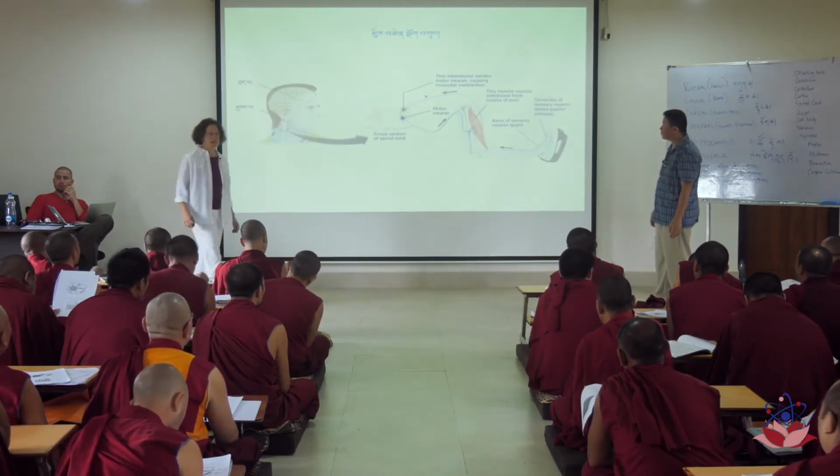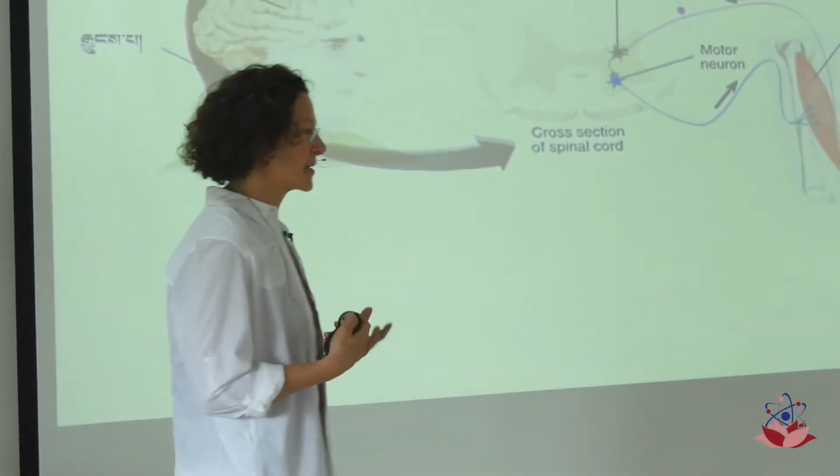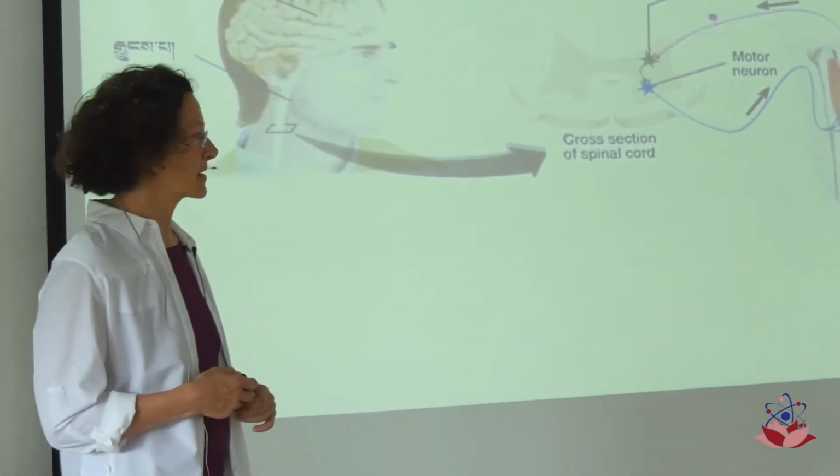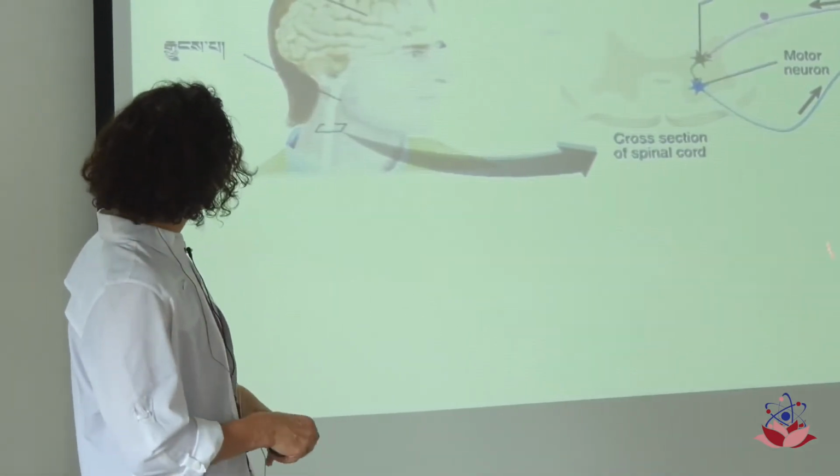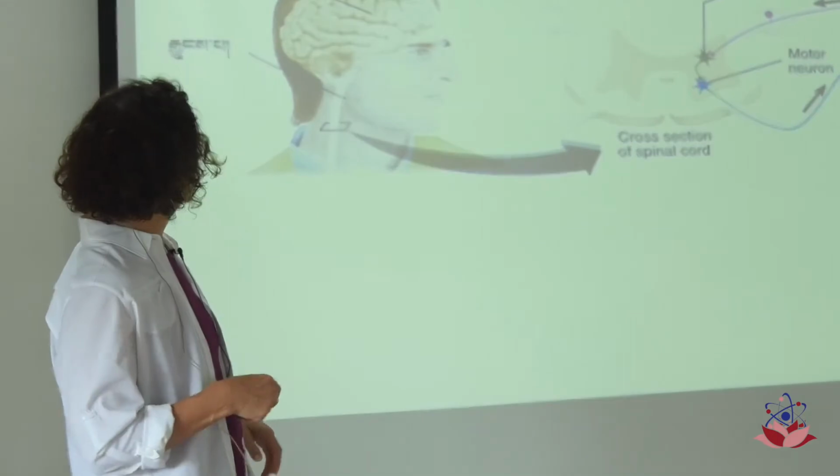So there are several ways that your brain or your central nervous system can process these kind of stimuli. So what is this a picture of?